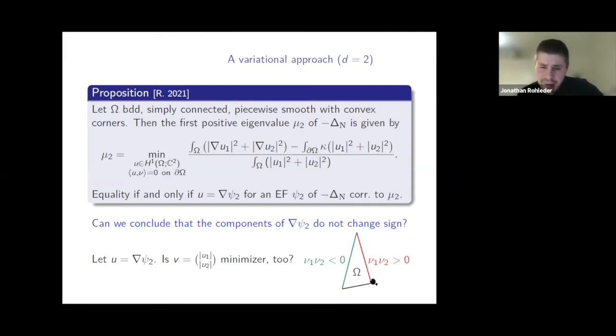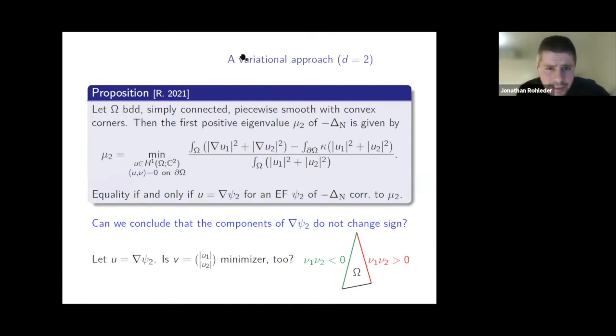The red face here is a face where both components of this outer unit normal vector are positive.